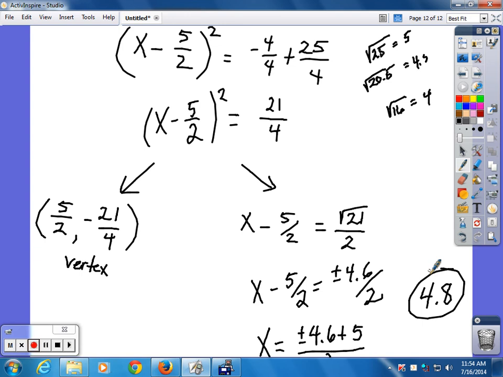Negative 4.6 plus 5 is what? 0.4? Okay, a lot of math here. What's half of 0.4? Check my math, make sure. Negative 4.6 plus 5, so it should be 0.4.